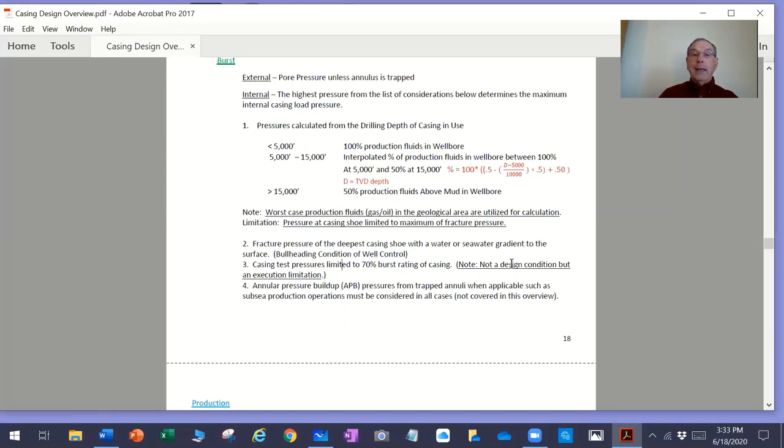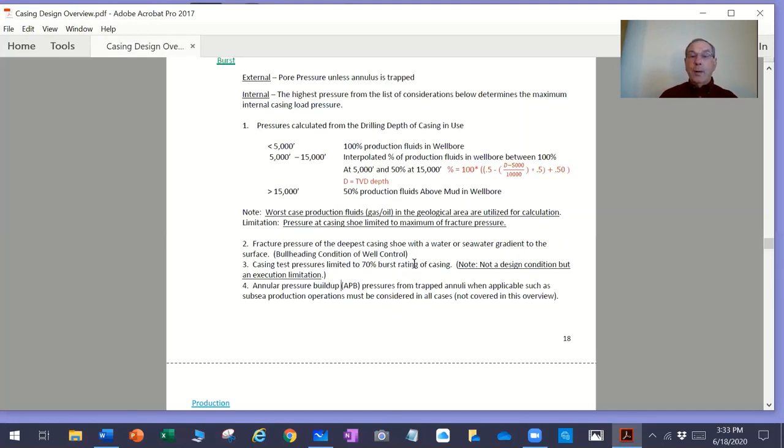It's not a design condition, but it's an execution limitation. We're going to do an exercise on that. I've never designed casing for a particular casing test pressure, but I choose the casing test pressure that matches up to the casing that I've selected to drill the well with. And then application number four, I won't get into that today, but I will mention it.